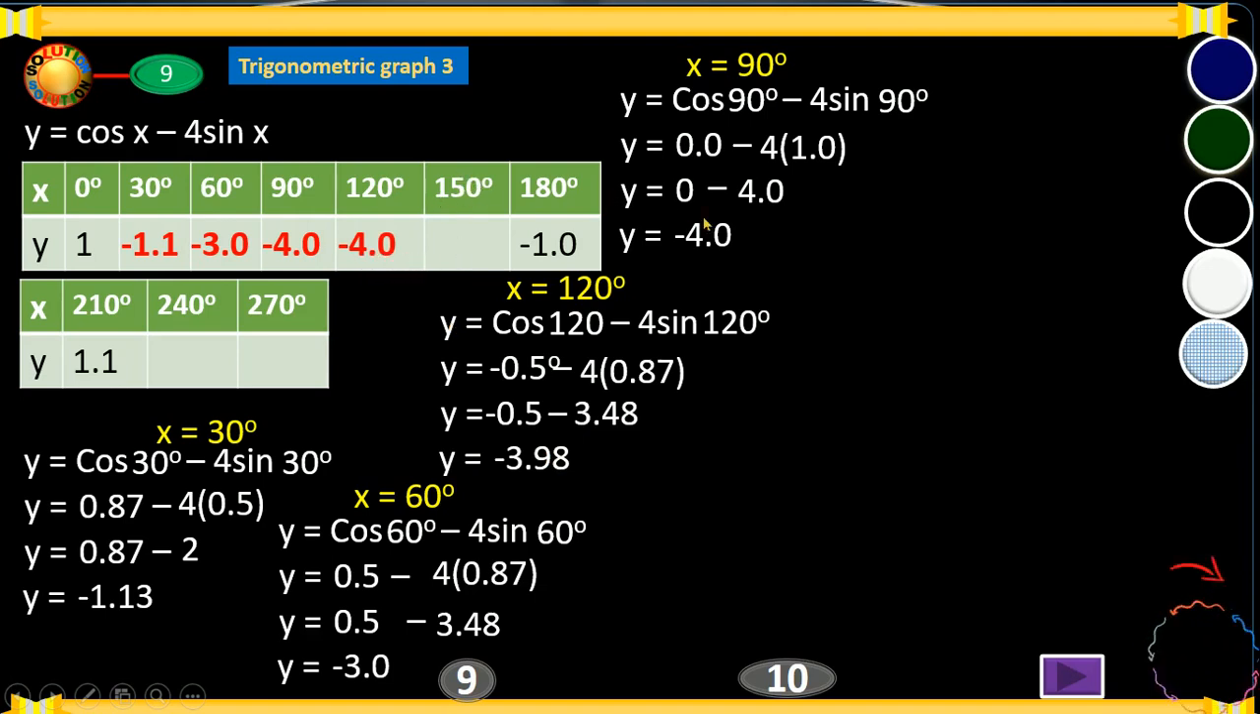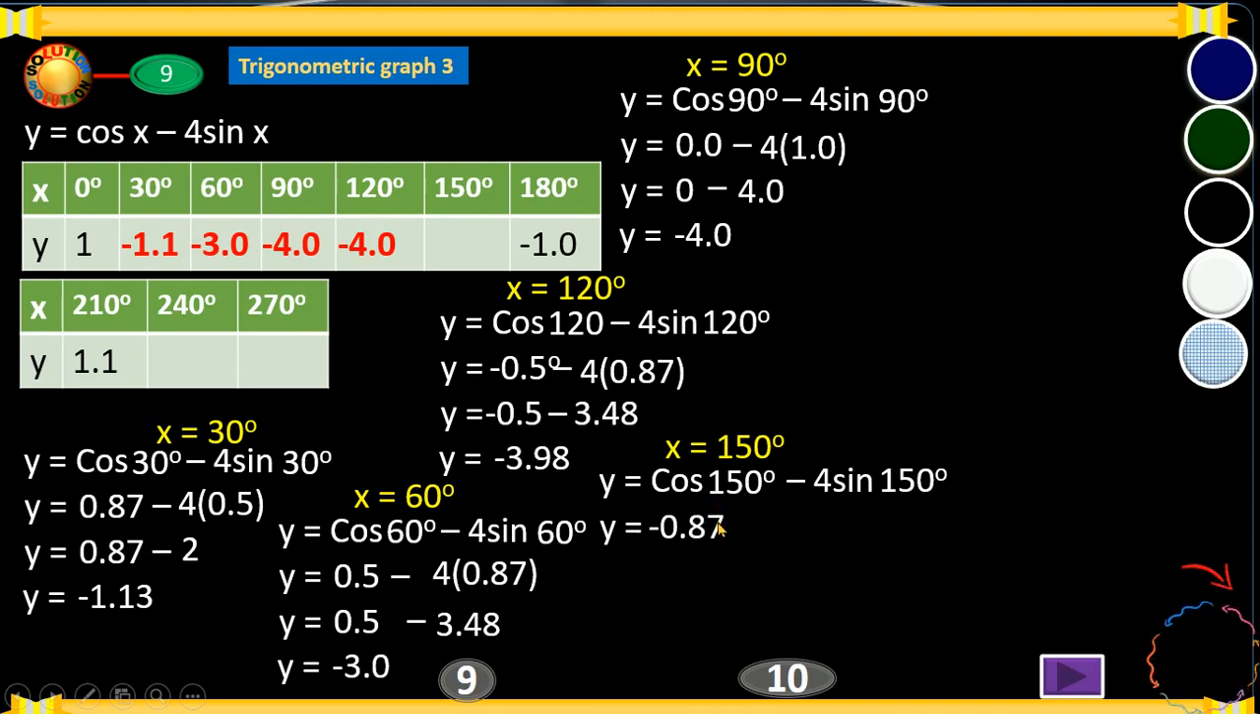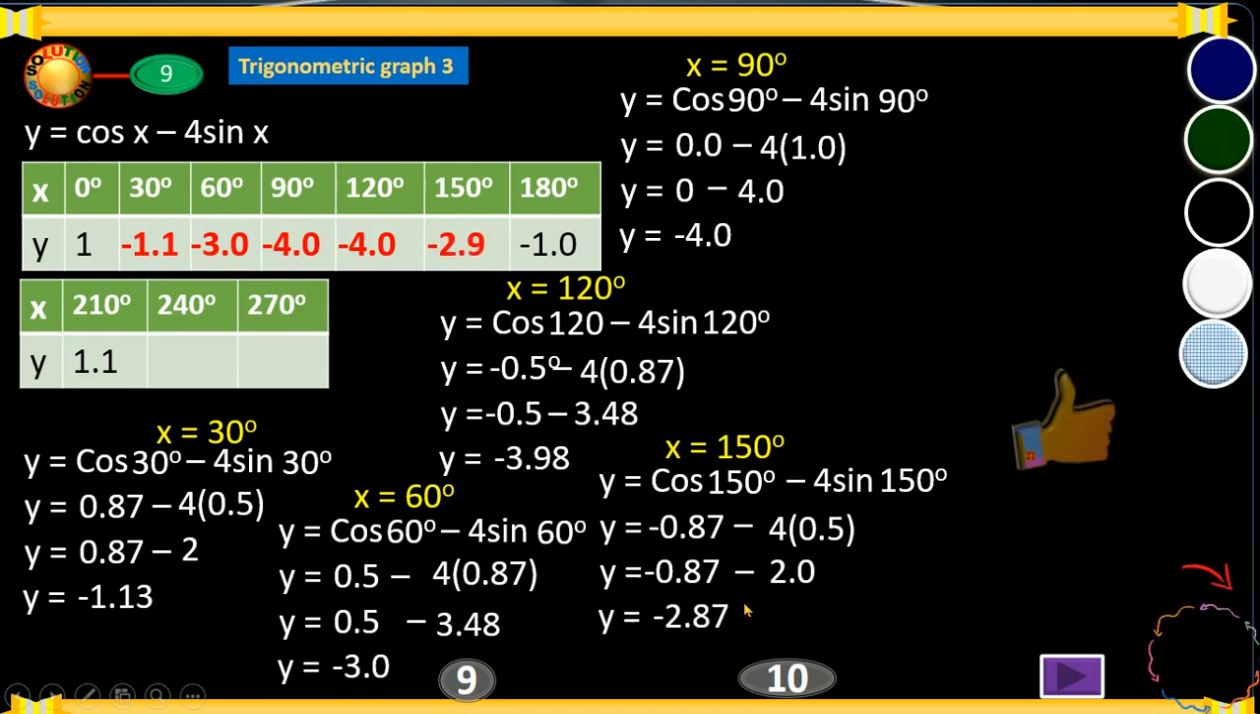Then when x is 150 degrees, we are now going to find the value of y. So replace x with 150 here, replace x with 150 here, and then we're going to simplify. Cos 150 is minus 0.87, sin 150 is 0.5. Then we're going to simplify this again. Minus 0.87 minus 2 will give me y is equal to minus 2.87, which is approximately minus 2.9 to 1 decimal place.